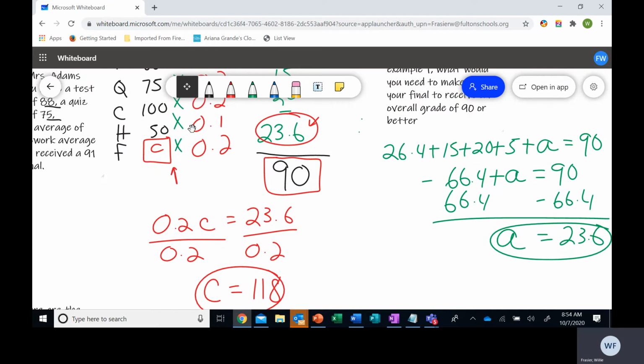Now, unless your teacher is giving you extra points, you're not going to get 118. Usually you're going to get a total of 100, and that's not going to get you to a 90, of course. So you need a final score of 118 to get that 90 as your overall score or average for the class. All right.